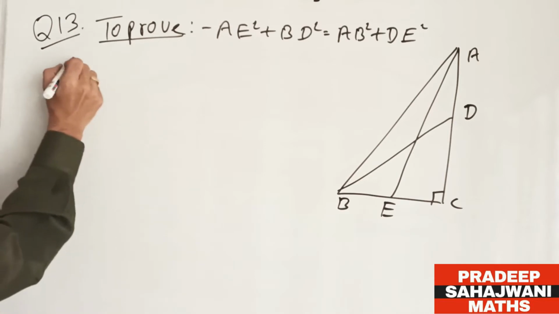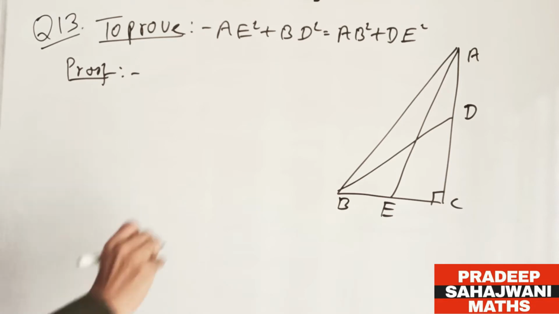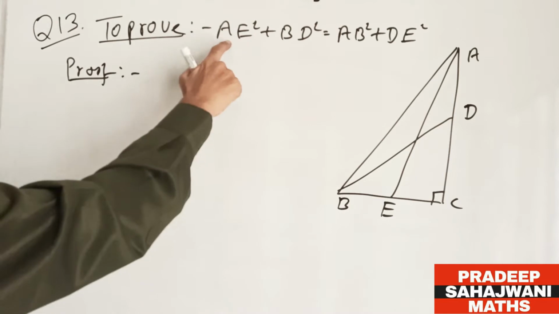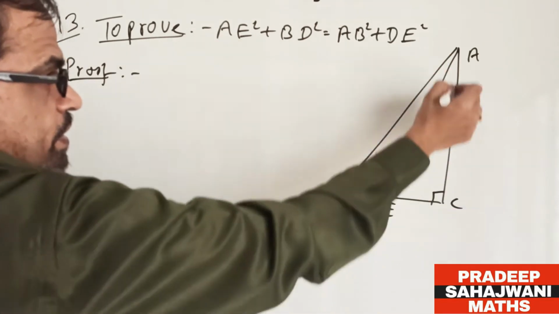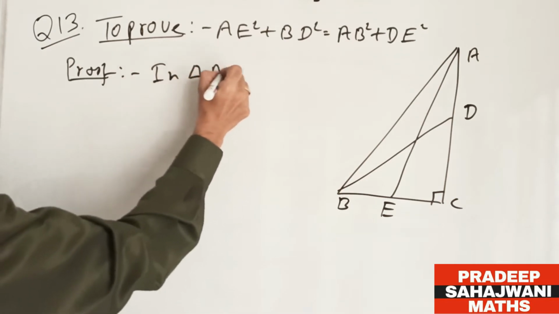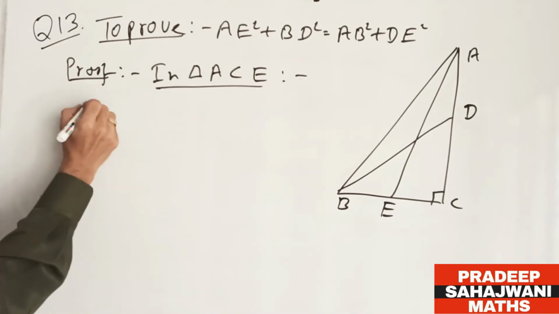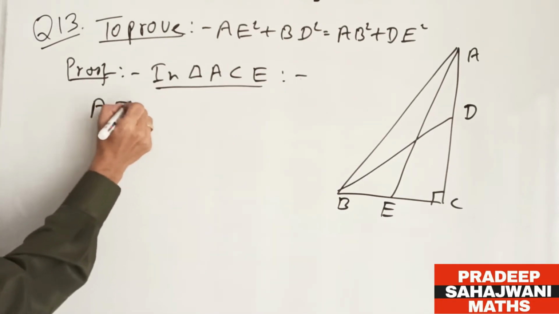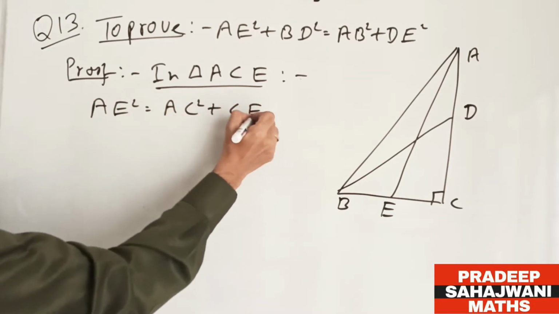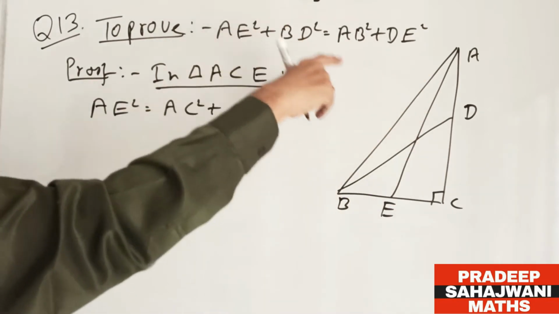Now listen what I explained you earlier. In geometry, you have to make the strategy. Strategy means what squares are there, so we need the Pythagoras. For AE means we need the ACE. So we'll start with triangle ACE. So what is the Pythagoras theorem? AE square is equal to AC square plus CE square in a right angle triangle ACE. Because we need this square, so we are using this Pythagoras.